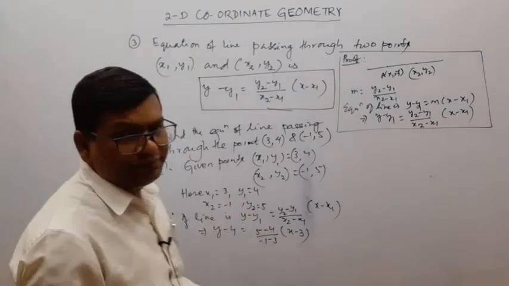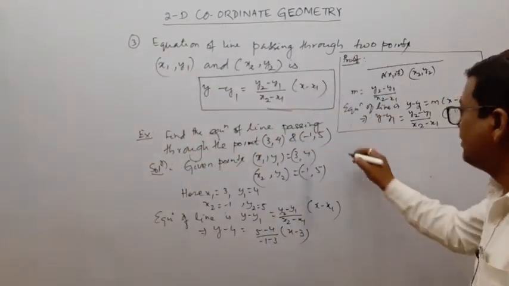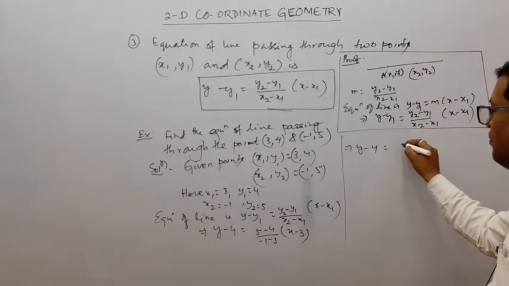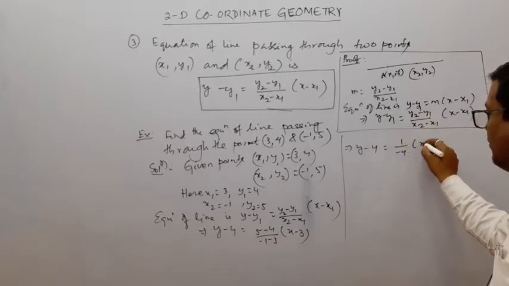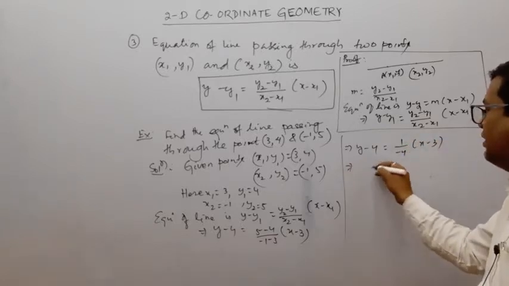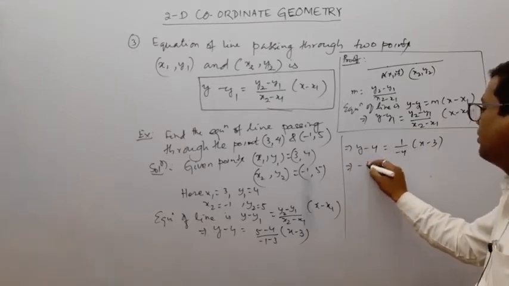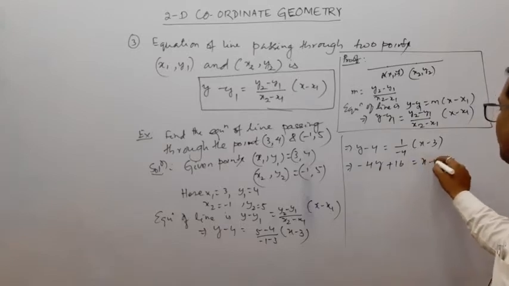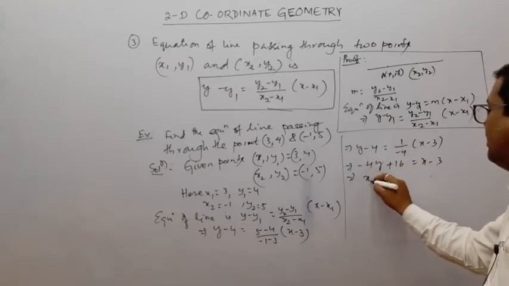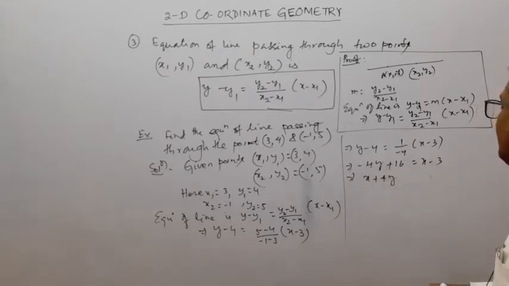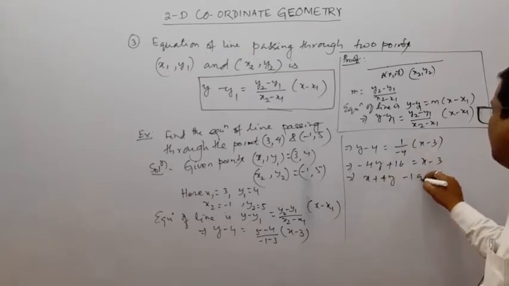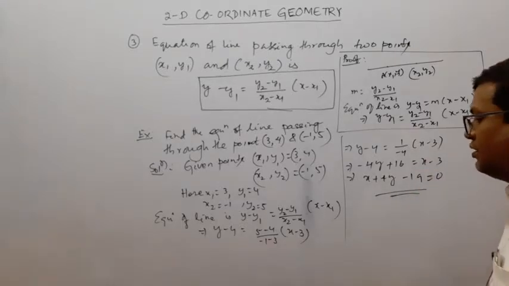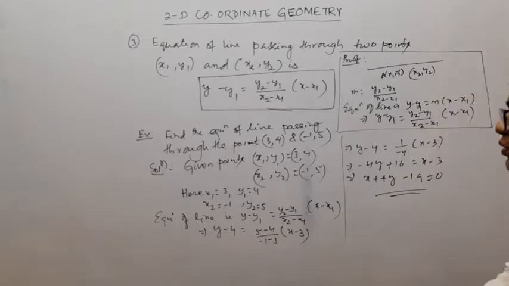Now simplify this. Y minus 4 is equal to 1 by minus 4 into x minus 3. Simplify again: minus 4y plus 16 is equal to x minus 3, or we can write x plus 4y minus 19 is equal to 0. This is the equation of line passing through 2 points.